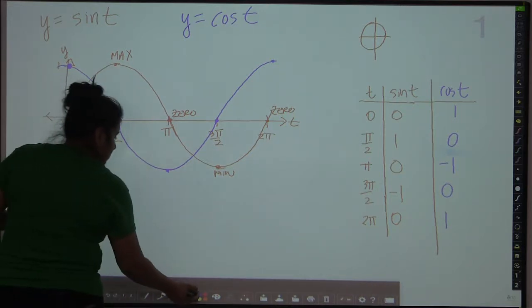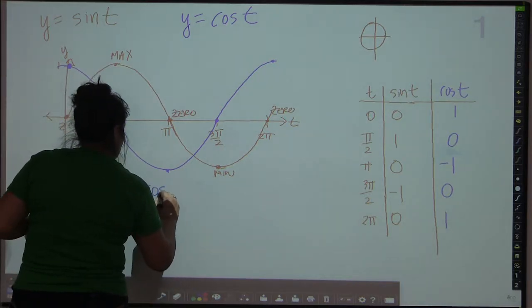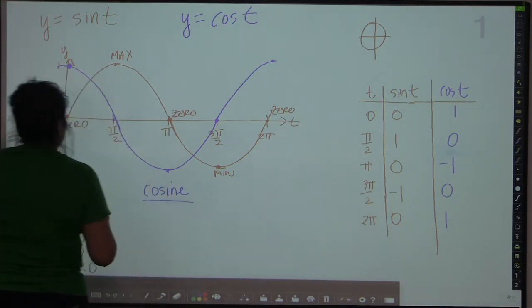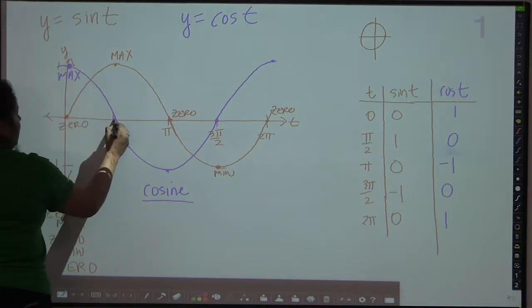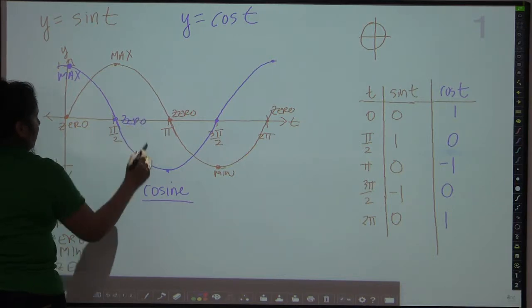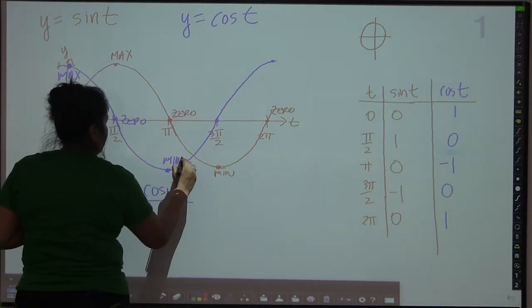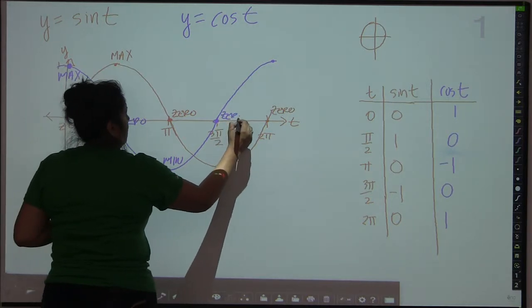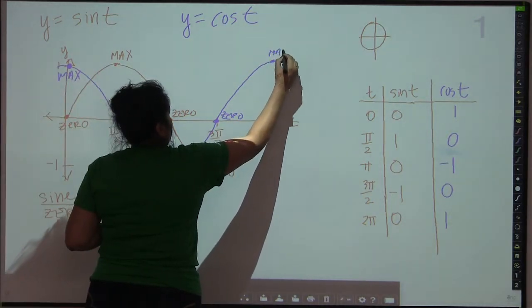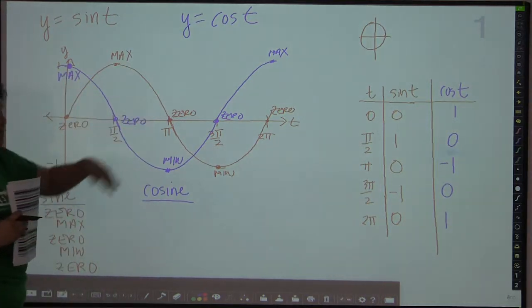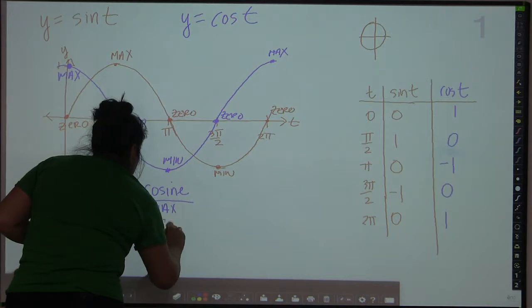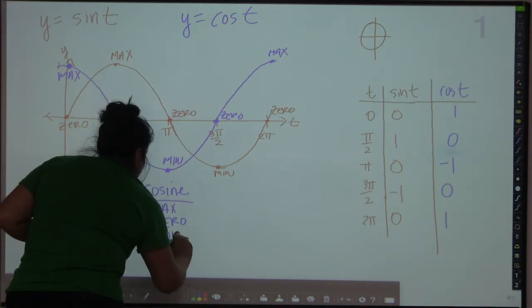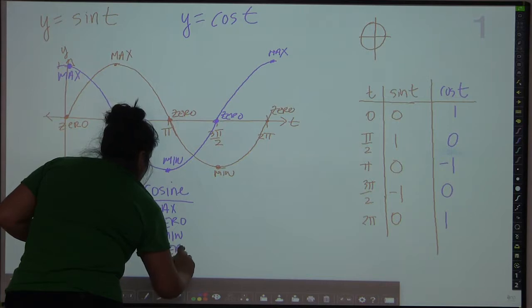By contrast, the cosine curve starts at its max. It's starting at +1, its maximum. Then it will go to 0, then it will go to its minimum, then it will go back to 0, and then it'll end at its maximum. So the cosine curve starts and ends at its maximum. So we can do that progression here too. We can go max, 0, min, 0, max.